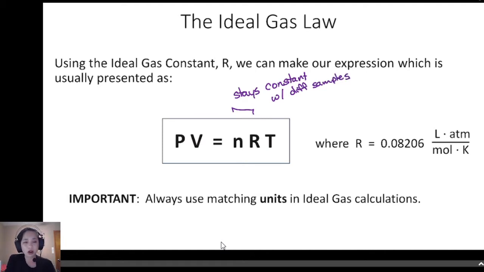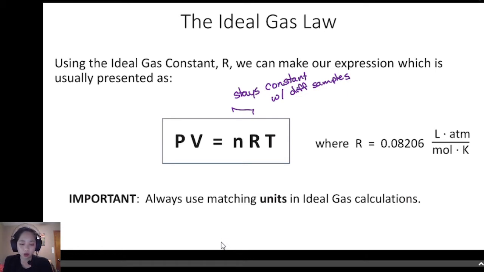All right, so nR is that constant k that we talked about previously. n is the number of moles, and R is our gas constant, which is this value. There are actually a lot of different values for R, but the one that we will use for the ideal gas law is this one, 0.08206 liter atm over mole Kelvin.